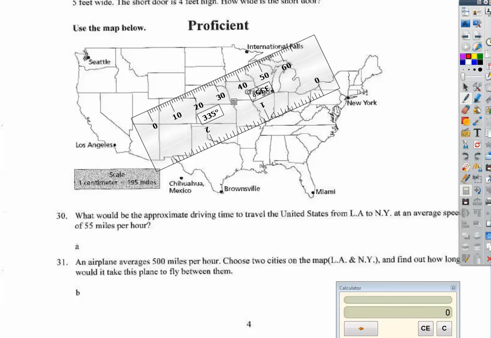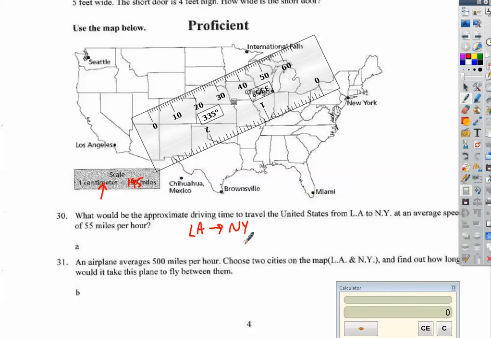Question 30. It says that 1 centimeter is equal to 190 miles. I think that's 195 miles. Okay. What would be the approximate driving time to travel in the United States from LA to New York at an average speed of 55 miles an hour? Before I can do this, I have to figure out how far it is. So LA to New York, I need a distance.